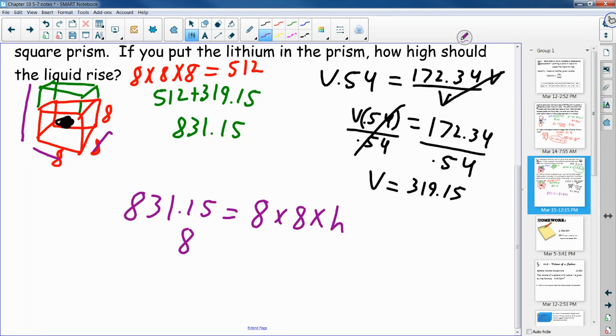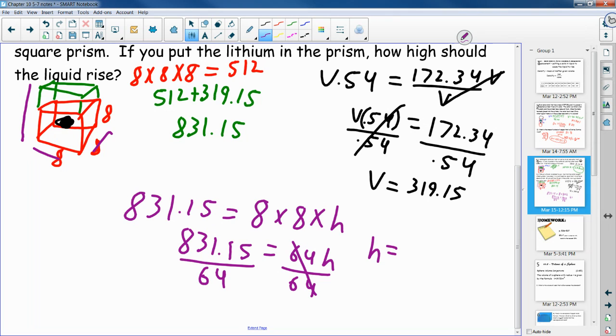So I can take 831.15 equal to 64, just multiplying the 8's together, times h. Then to find h, finally, I want to divide by 64. Divide by 64. And so when I divide this by 64, my height comes out to be 12.99 centimeters here. Pretty close to 13. I maybe could have rounded it up. I didn't. I just kept it consistent with my rounding.